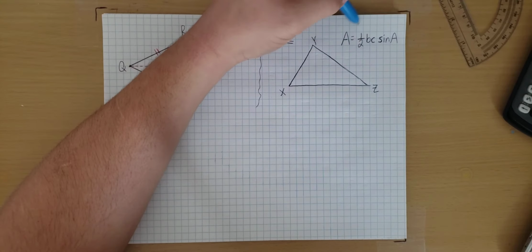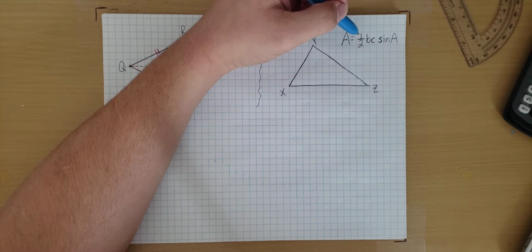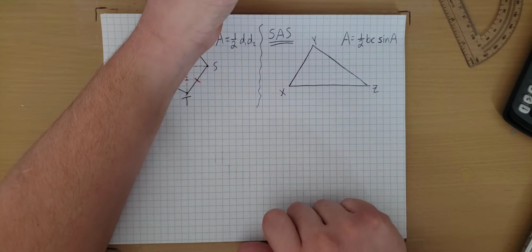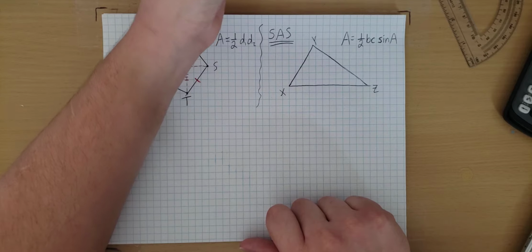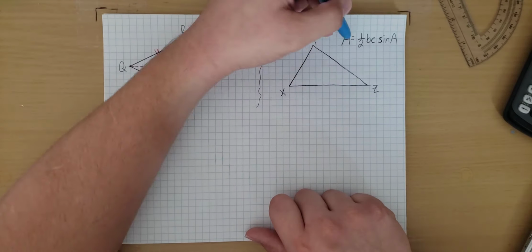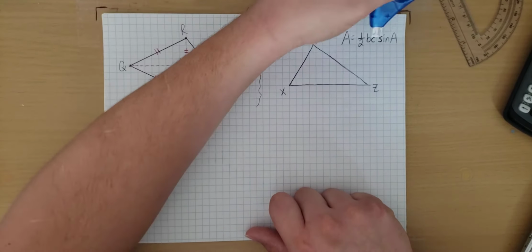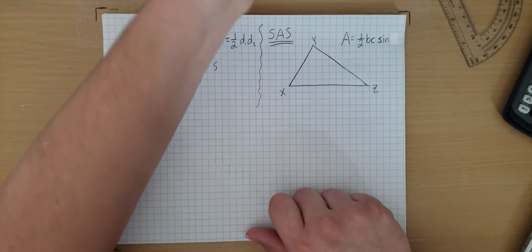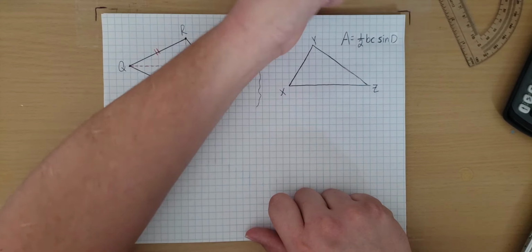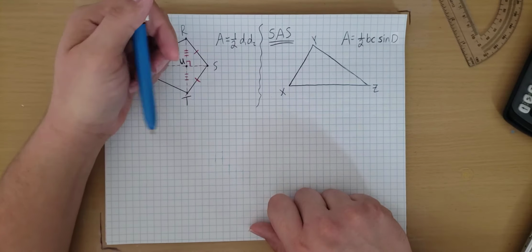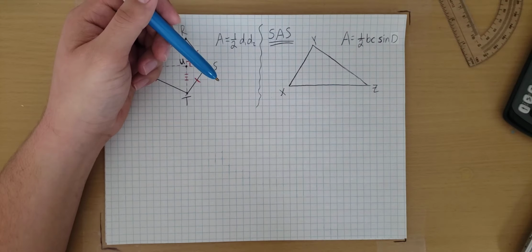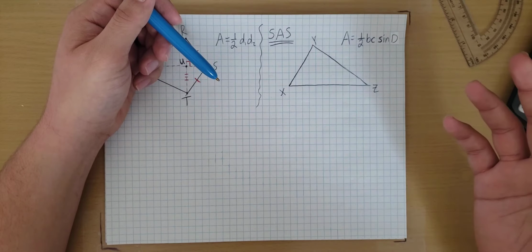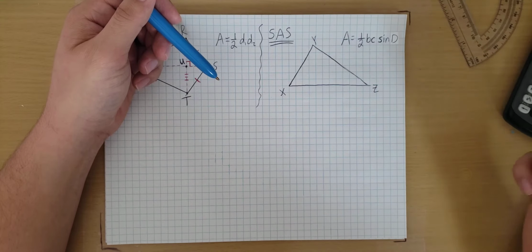This is a generic way of writing the formula. Maybe we should use a different letter. Since it's area, we don't want these two A's to be confused. So let's use a different letter here. Let's use the letter D, again, just so that those two A's don't get confused. Alright, so BC times sine of D. So again, the important thing here is that we have a side angle side relationship. Alright, so side angle side.